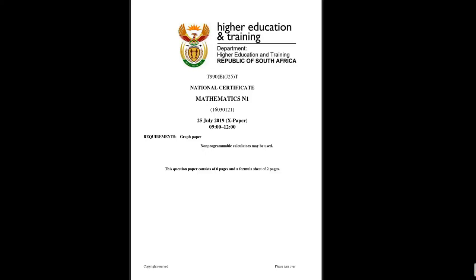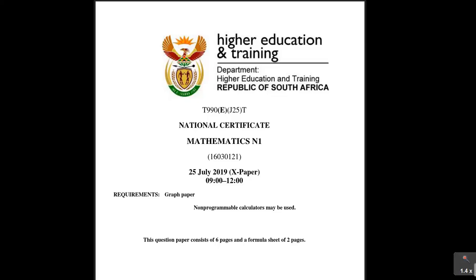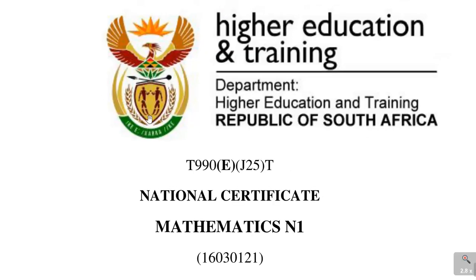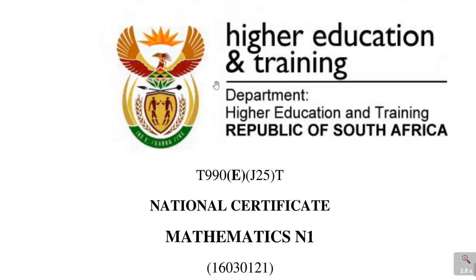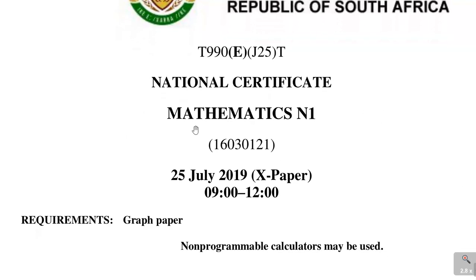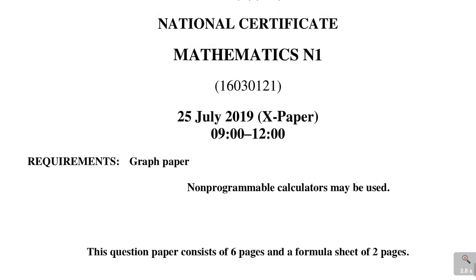Now, this paper was written by the Department of Higher Education, first, just to clarify that. This is a Department of Higher Education and Training paper, as you can see, usually called DHET. It's a National Certificate Mathematics N1, and this paper was written on the 25th of July 2019.